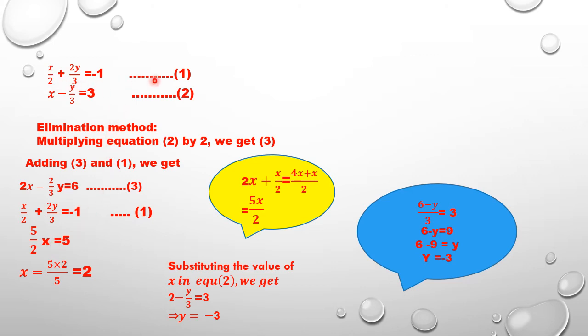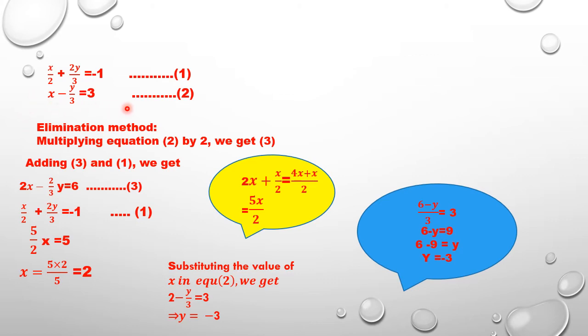So mark the first equation as 1 and the second one as 2. Now you can see that in equation 1, the coefficient of variable y is 2 upon 3, but in equation 2, the coefficient of variable y is 1 upon 3. So I will convert this 1 upon 3 into 2 upon 3. How can I do it? I will multiply the entire equation 2 with the number 2. So I'll multiply this with 2.